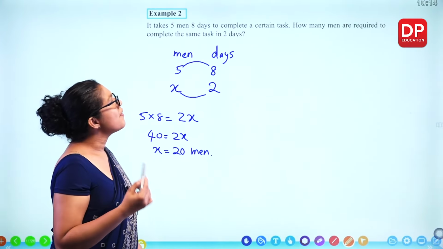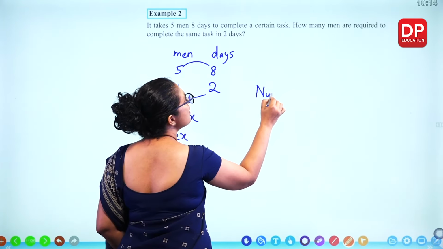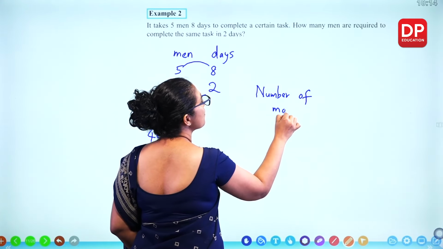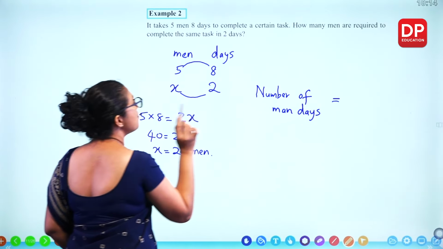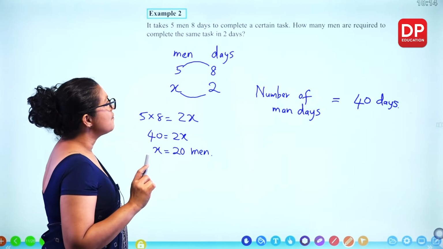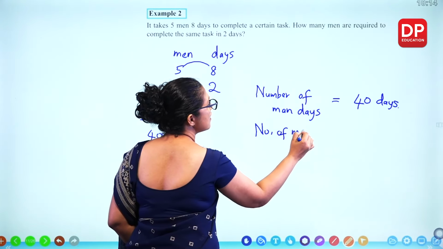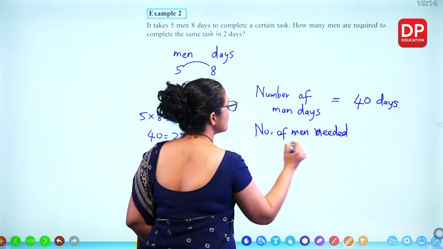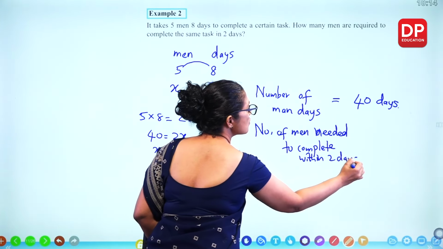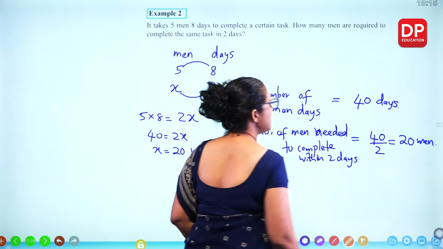If I am using the other method, first I can find out the number of man days to complete by 1 man. So here we need 40 days. Then if there are 2 days, how many men do we need? So the number of men needed to complete within 2 days, you need to divide this by 2. So 20 men needed.